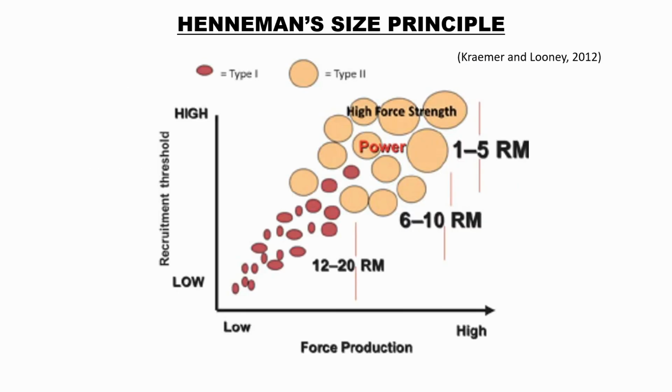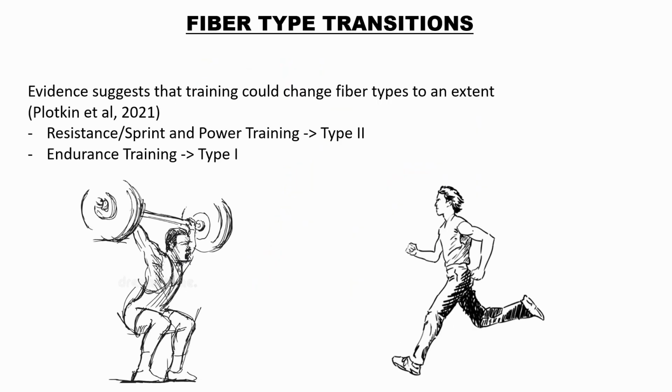Now, according to the Henneman size principle, the more force we produce, the more motor units we will recruit. So, for example, a light run will only use type 1, but a sprint at maximum speed will use type 2 muscle. And we can change the fiber types due to training. For example, power training will shift the proportion towards type 2, and endurance training will shift it more to type 1.